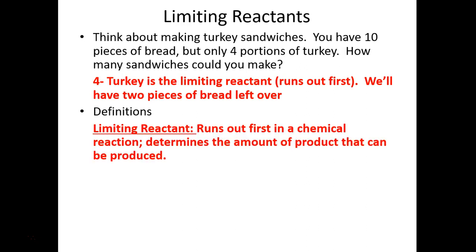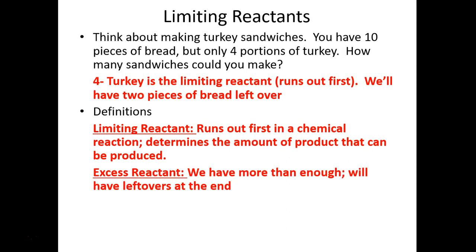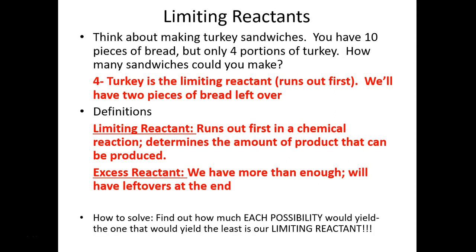So the limiting reactant is what runs out first in a chemical reaction, and it determines the amount of product that can be made. So in the above example, the turkey was the limiting reactant because it limited us to 4 sandwiches. The excess reactant is the reactant that we have more than enough of, and so we're going to have leftovers at the end. So in this case, the bread would be the excess reactant because we had 2 pieces of bread left over.